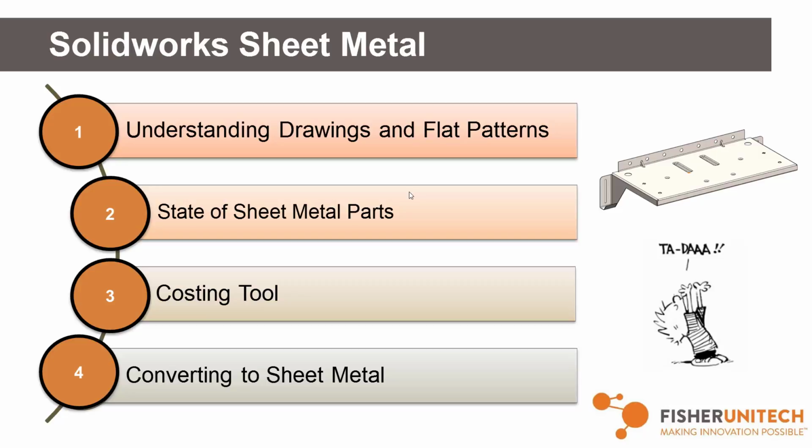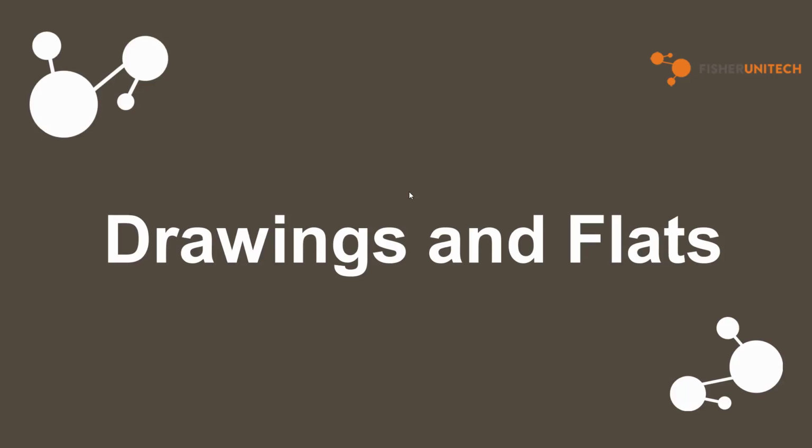We'll be taking a look at drawings and flat patterns. Again, I left it at the state of sheet metal parts and sheet metal features, but more advanced features, ones that we hadn't seen last session. We're also going to take a look at the costing tool and then the converting of sheet metal parts. There are a couple of different methods in there we'll look at. Then we'll leave some time for questions at the end, about 10 minutes or so, or you can just ask them throughout if you need to.